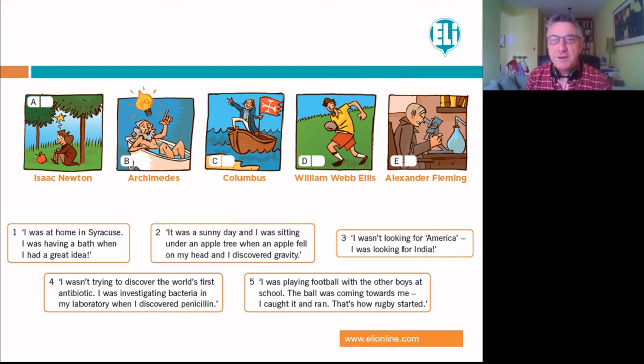I caught it and ran. That's how rugby started. I don't know why he wasn't disqualified for handball, but he started rugby. I wasn't looking for America. I was looking for India. They have to match them up.